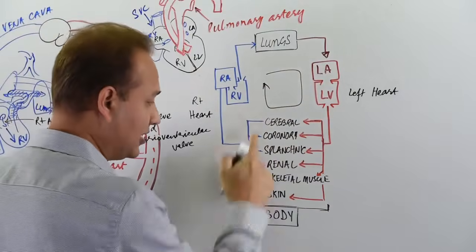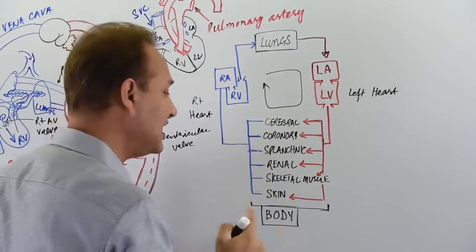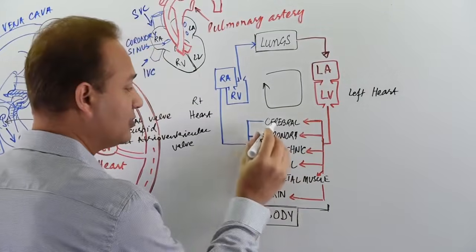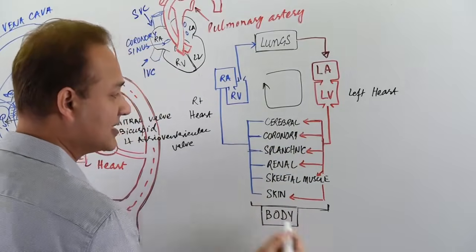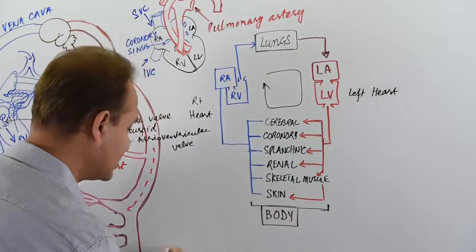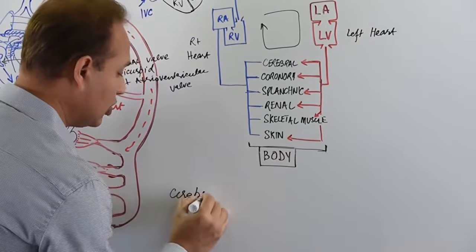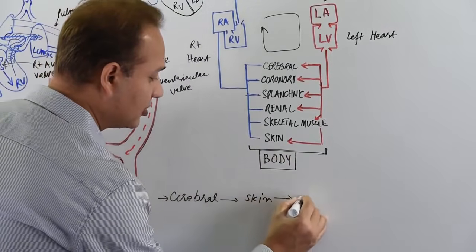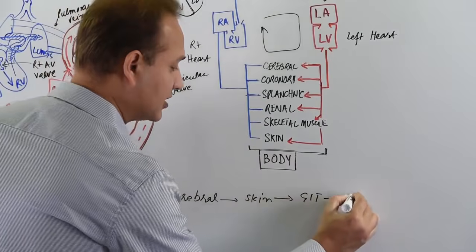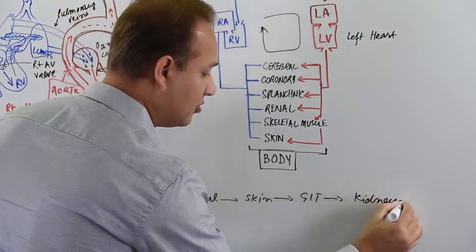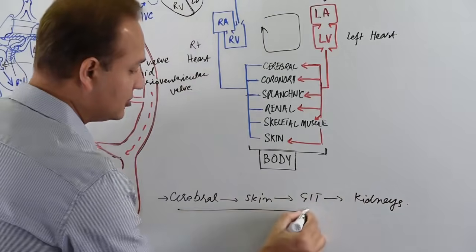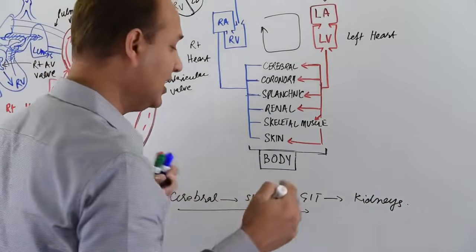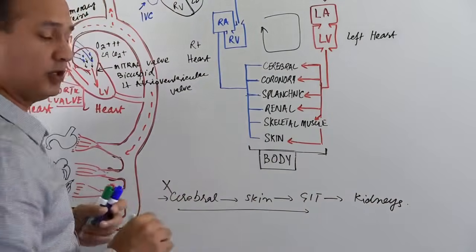Also, now look at the body. The body tissues itself, the systemic tissues themselves, are now connected in parallel. What that means is that cerebral, coronary, splanchnic, renal, skeletal muscle and skin, they do not receive blood like this. It's not that cerebral tissue got the blood from here, the blood will then go to skin, from there the blood would go to GIT, from there the blood would go to the kidneys. That is terrible. In this one, maybe after 2 or 3 viscera, the next viscera are going to receive the deoxygenated blood and start having a problem. So this is not going to work.